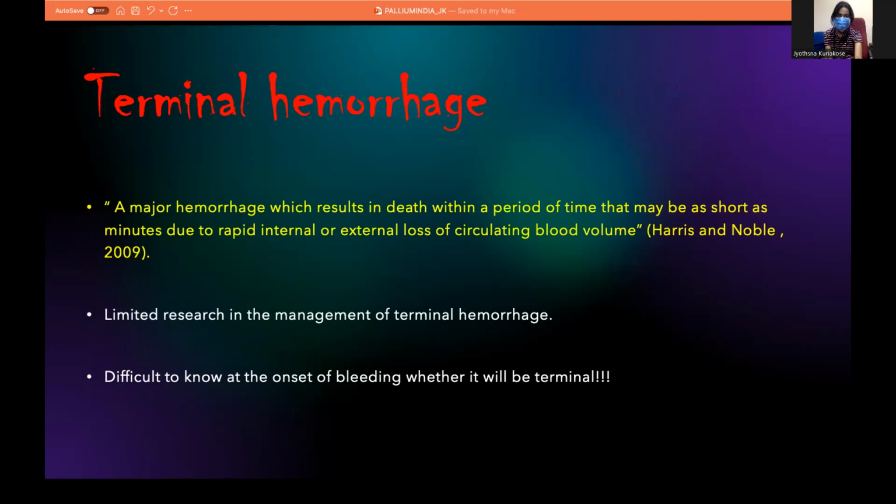Other definitions include the loss of more than 1.5 liters of blood in around 30 seconds, when no treatment options are available. So that is also an alternative definition. However, there is very little research that has focused on the management of the same. So we cannot emphasize that this particular intervention or way of management is very good or proper, because it is very difficult to do research in this setting as well. Another difficulty is knowing at the onset of bleeding whether it will be terminal or not. That is also a conundrum.